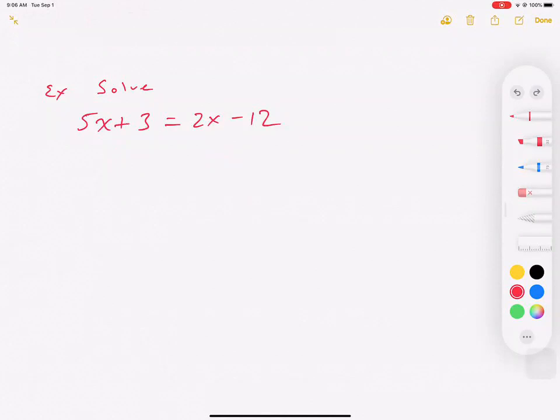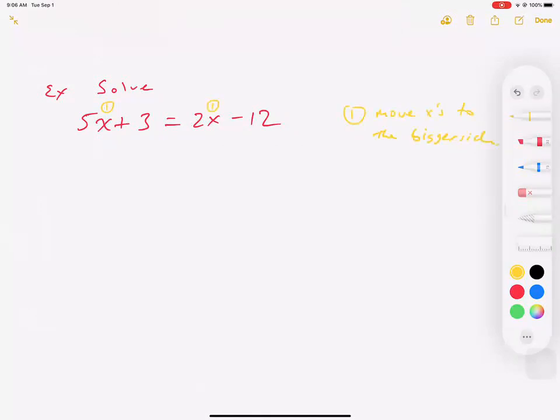Our first goal is to identify our variable. What are we solving for? We have x's on both sides. Now, we want to get those x's to the same side. The next hint was to move x's to the bigger side. Which side has bigger x's?